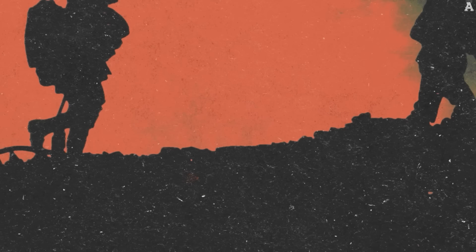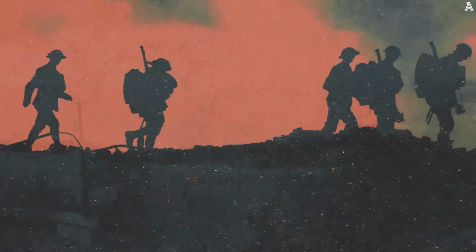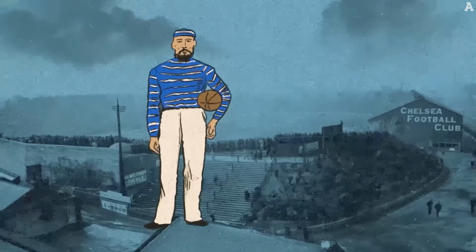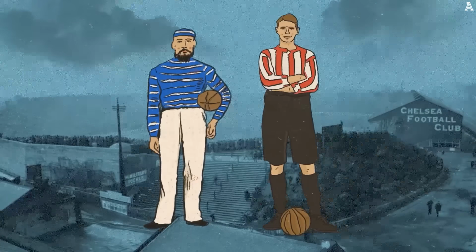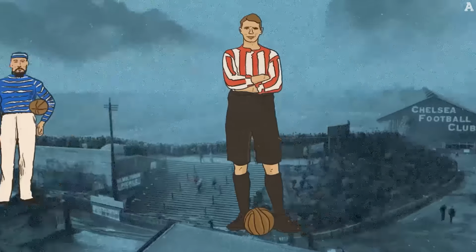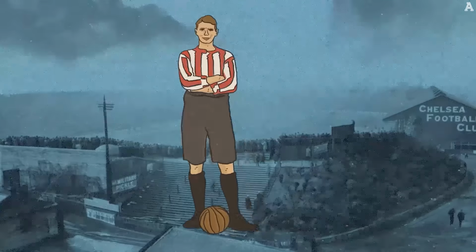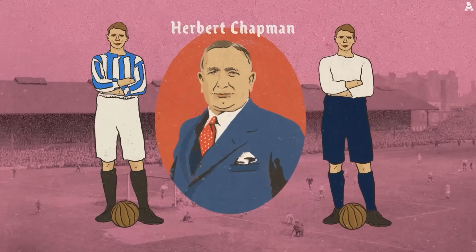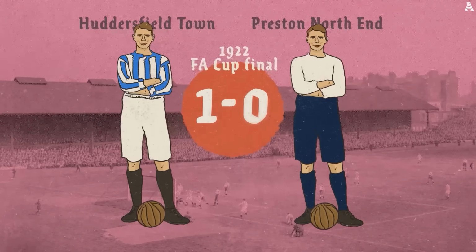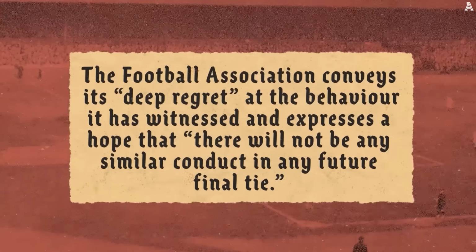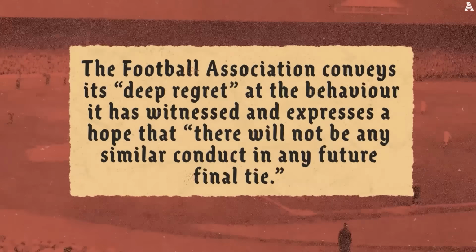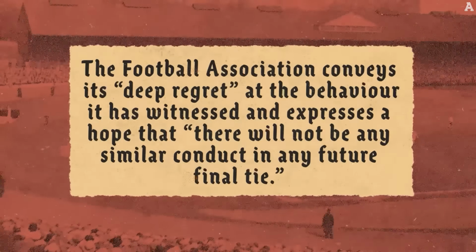But importantly, the First World War changed the profile of those running clubs. Independently wealthy amateurs who believed in playing the right way yielded to hard-nosed professionals who needed win bonuses to put food on the table. As a result, football became more pragmatic. For example, after Herbert Chapman's Huddersfield had beaten Preston 1-0 in the 1922 FA Cup final, the Football Association conveyed its, quote, deep regret at the behaviour it had witnessed and expressed a hope that there will not be any similar conduct in any future final tie.